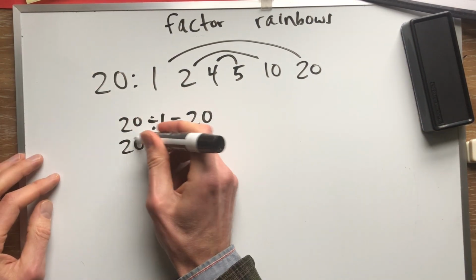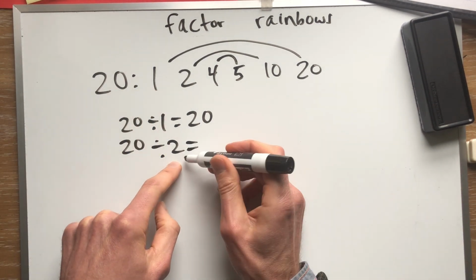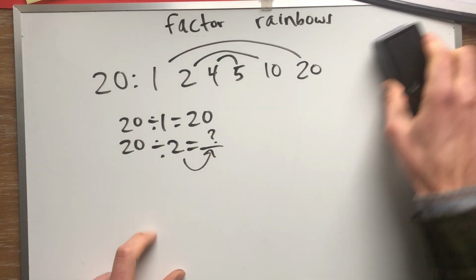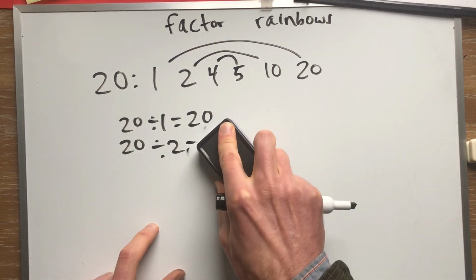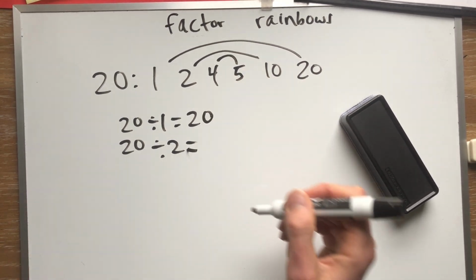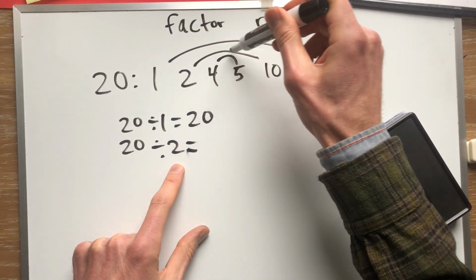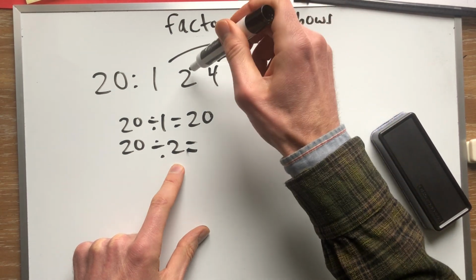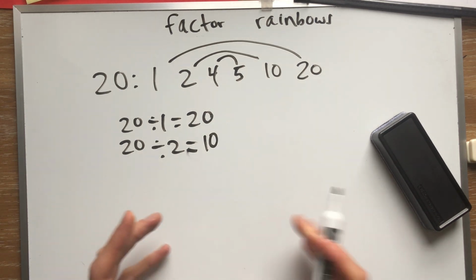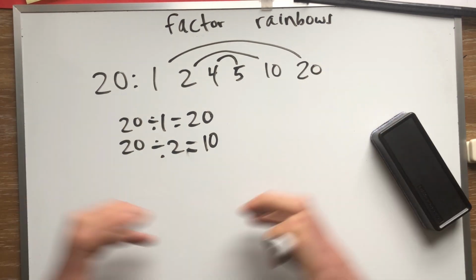20 divided by 2. Or 2 times what equals 20? Well, let's see. 20 divided by 2. There's my 2. So 2 times what equals 20? It's 10. So 20 divided by 2 is 10, which means if you have 20 dominoes, you put them into 2 piles. Each pile has 10.